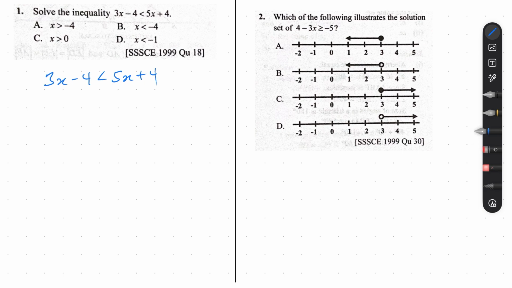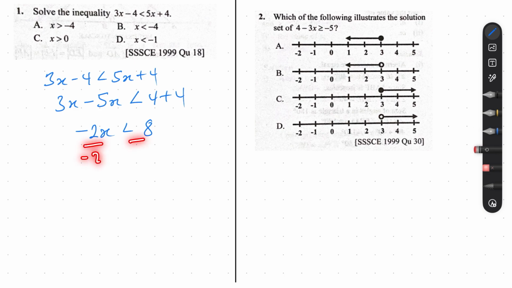So we have 3x, then we bring the 5x over. If it comes over, it becomes what? Minus 5x, right? Then we bring our sign, which is less than. Then we have our 4. Then this 4 goes over, so we have plus 4. When we simplify, we have negative 2x less than what? 8. So now we divide both sides by negative 2.